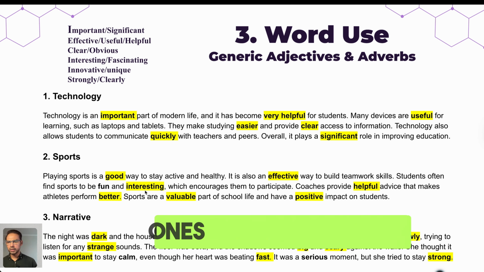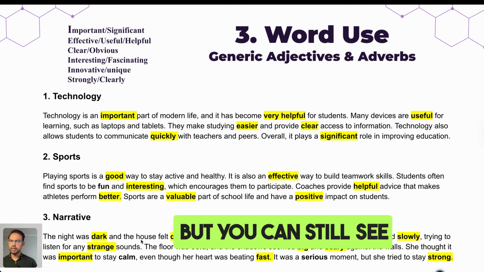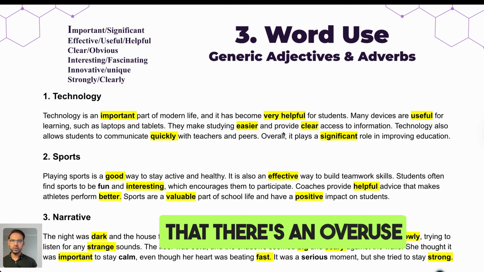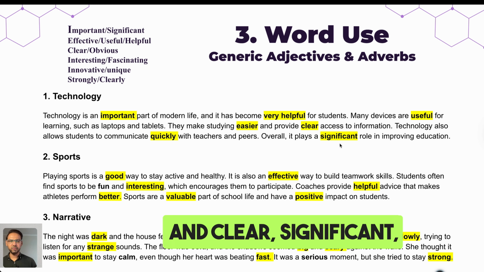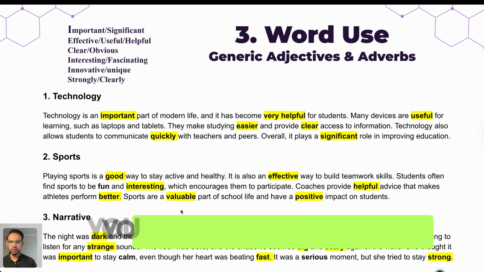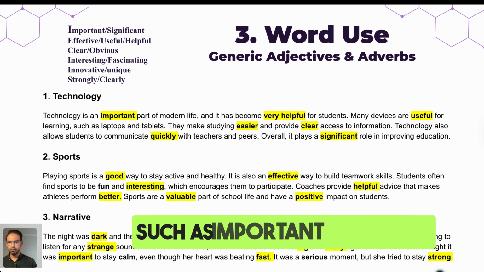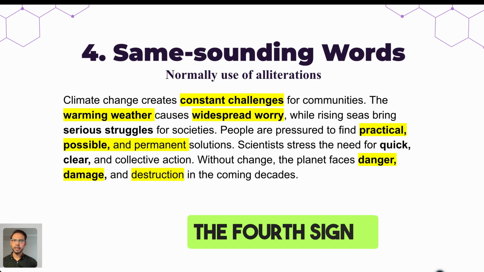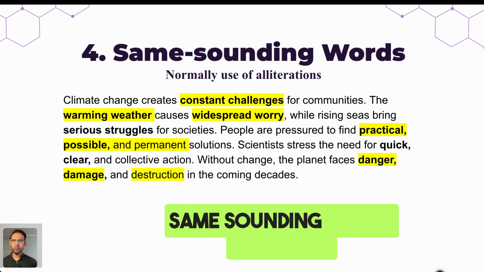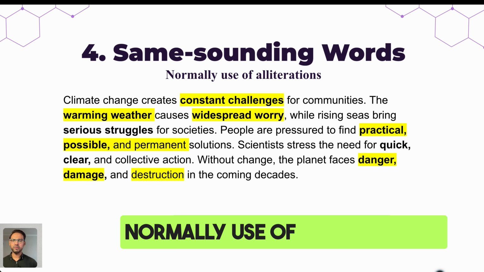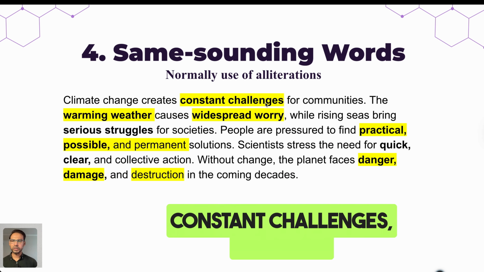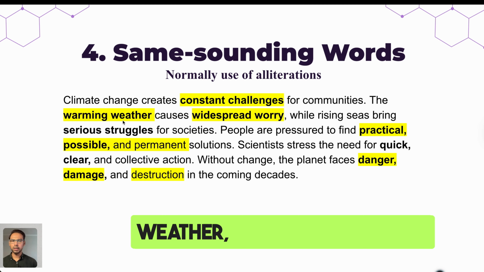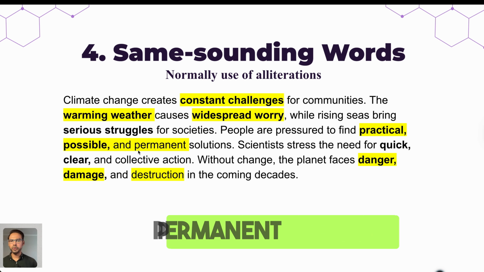There are two formal ones and one narrative, but you can still see that there's an overuse of words such as easier and clear, significant, effective, helpful. You can also pick on words such as important and so on. The fourth sign is same sounding words, normally use of sounds which are being repeated. So here you can see constant challenges, warming weather, practical, possible, permanent solutions.